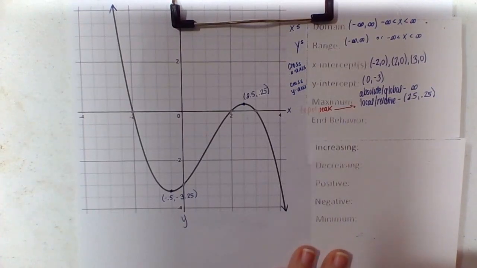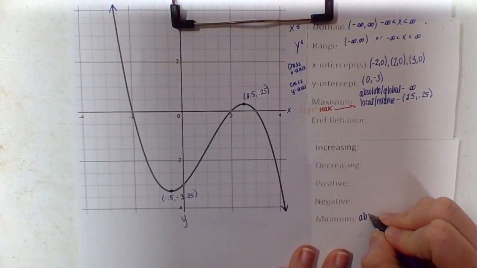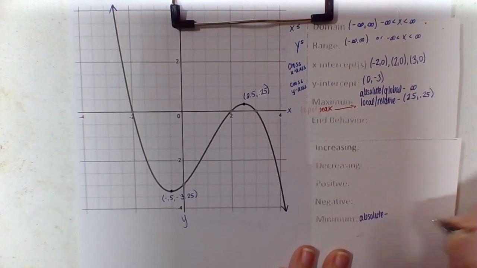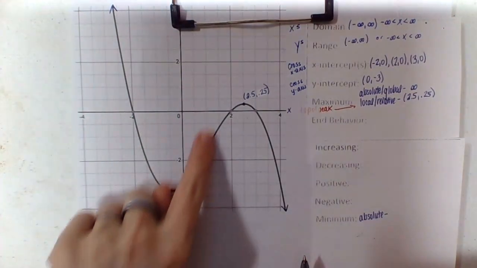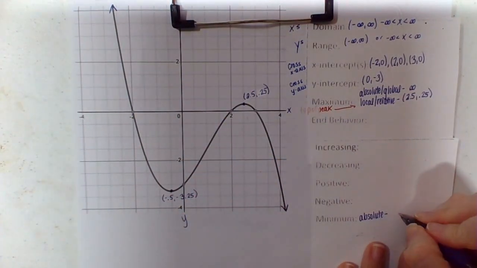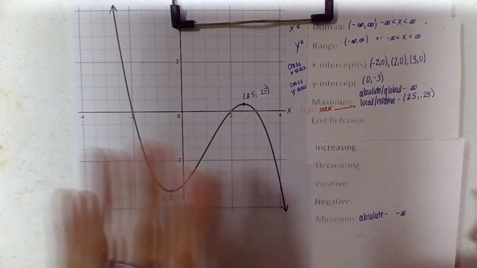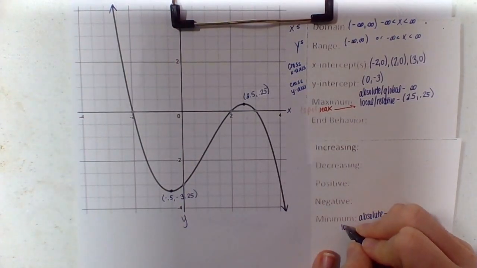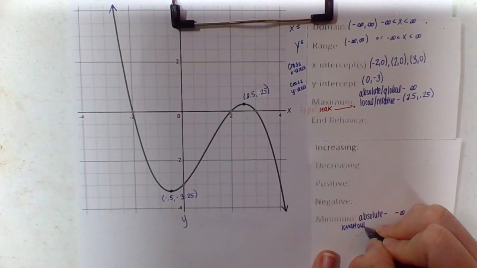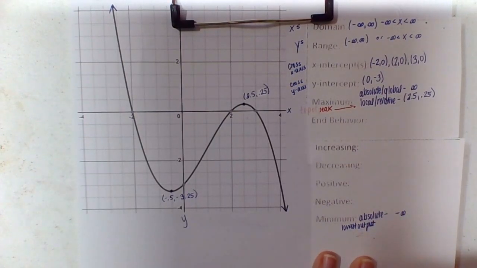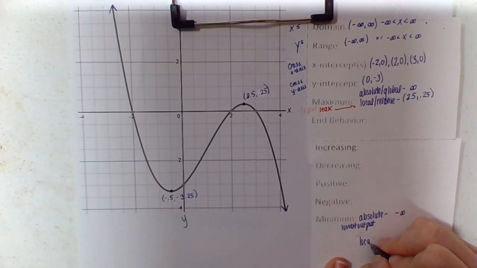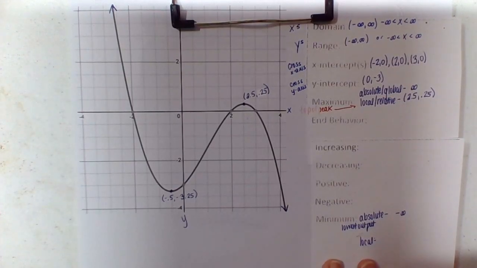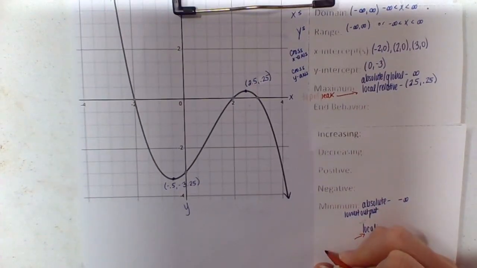We're going to jump down to the minimum. The absolute minimum, the very lowest number that I can get on this graph is negative infinity. The lowest output is negative infinity. My local minimum, if I had my local maximum as the top of a peak, local minimum is the bottom of a valley.